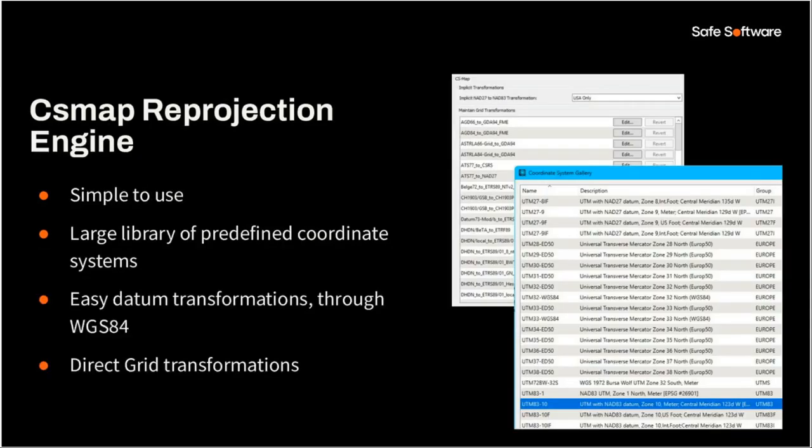So a little bit about the engine here: it is the easiest coordinate system support in FME to use because it is simple for the casual user. It has a large number of predefined coordinate systems that you can choose from a list. And the datum transformations were done by pivoting through WGS84 in a two-step transformation. So every datum just needs to have WGS84, and you'll be able to transform between the two datums. And it has a library of direct grid transformations as well.